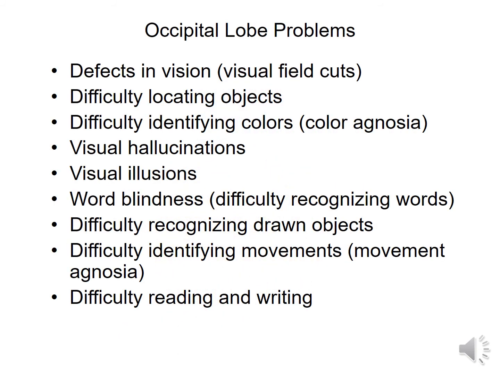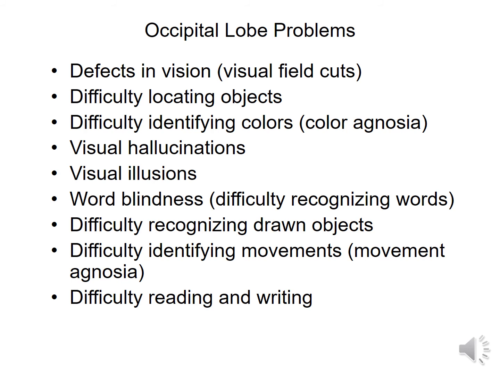What happens when occipital lobes don't work well? As I mentioned, you have problems with visual fields, difficulty locating objects in space, difficulty identifying colors, called color agnosia. Incidentally, if you see A in front of a word, it means it's missing. If you see dys in front of the word, it means that you have difficulty identifying what color it is. In this case, you can't identify any colors.